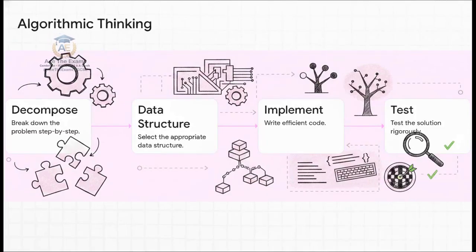Building directly on that, this procedural framework lays out a logical map for your algorithmic thinking. Think of this as your personal transformation from a 0-mark answer to a full-mark answer. Step 1, decompose the problem step by step. Step 2, select the appropriate data structure. Step 3, implement efficient code. And Step 4, test rigorously.